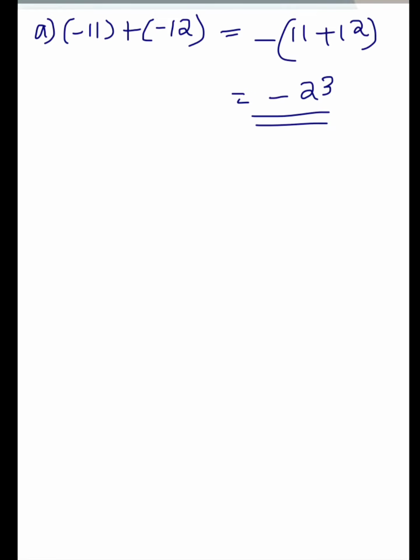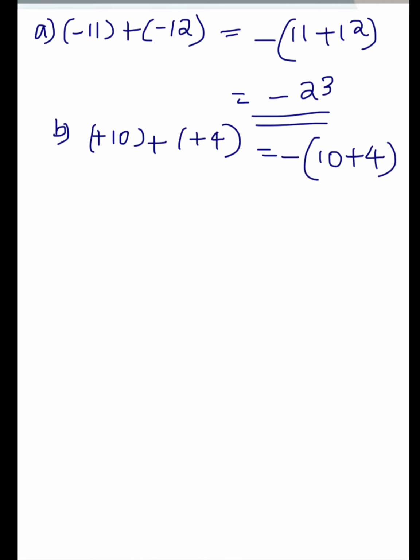Now let's see second question. So this is the second question, that is plus 10 plus 4. So here also when we are adding any two positive integers, then you have to just add them, that is 10 plus 4 and put the positive sign. Okay, so what is 10 plus 4? It's 14. So plus 14 will be the answer.